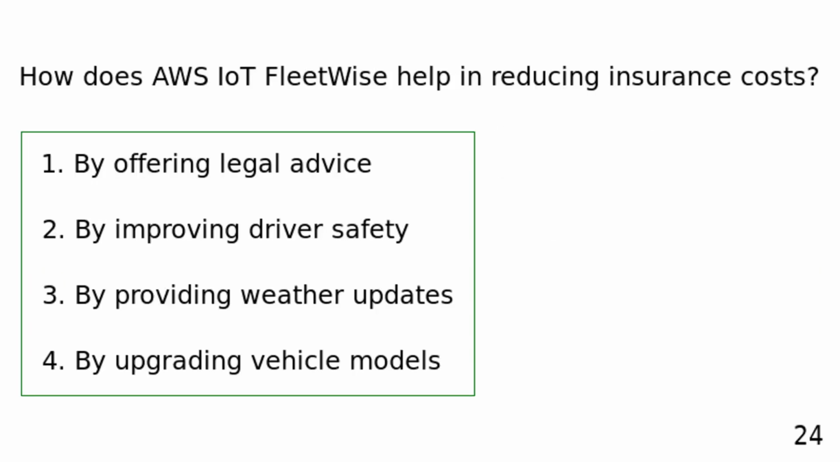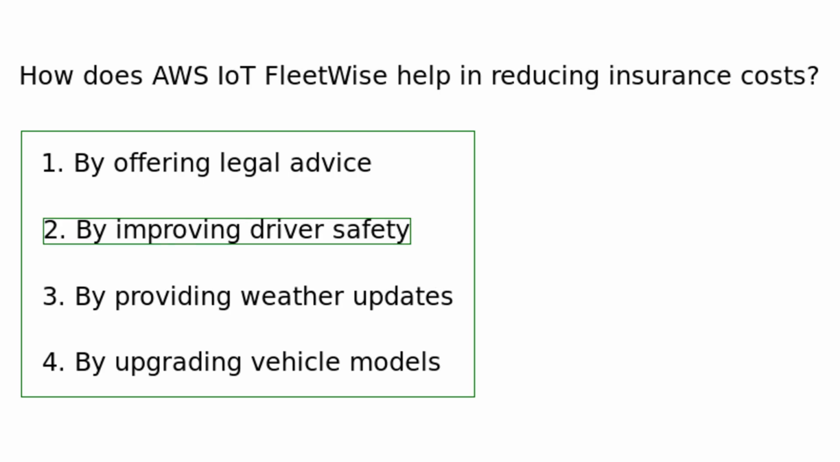How does AWS IoT FleetWise help in reducing insurance costs? By offering legal advice. By improving driver safety. By providing weather updates. By upgrading vehicle models. AWS IoT FleetWise helps in reducing insurance costs by improving driver safety.